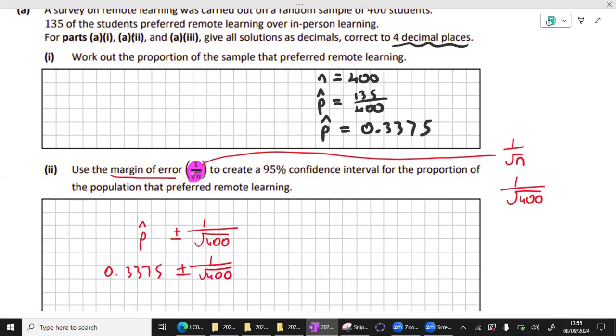Okay, so I do 0.3375 plus, we'll do the plus part first, 1 over the root of 400. So they've basically asked you to do it as if you were studying ordinary level. And then we're going to change the plus to a minus. Now, maybe this will make sense in the rest of the question in a second. And again, I'm changing that. Okay, so my population should lie between these two figures.